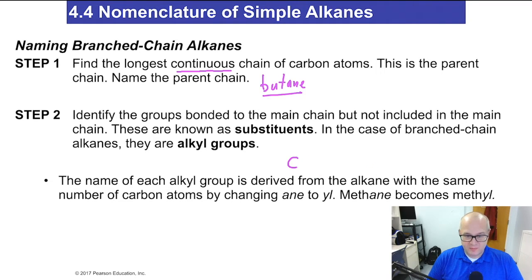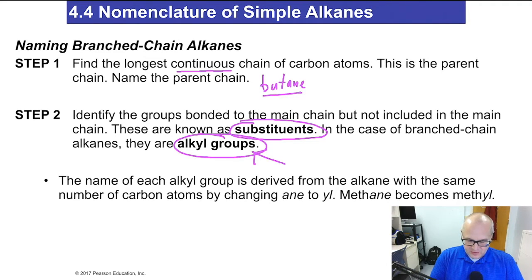Now, we have to remember that these groups that are attached to the main chain are known as substituents. Substituents is derived from the word substitute. Substitute means to replace with, okay? So what's happening when you have a substituent on an organic molecule is that group, or that atom or groups of atoms, are replacing a hydrogen, okay? So where a hydrogen should have been is substituted with this group. And if they are carbon-based or alkane-based, they are called alkyl groups.